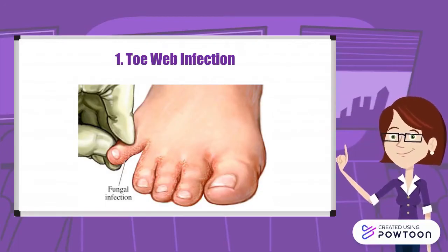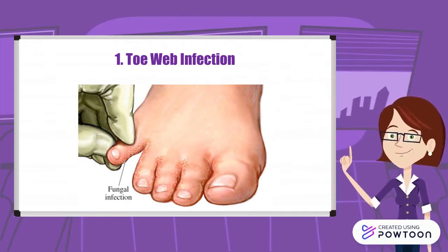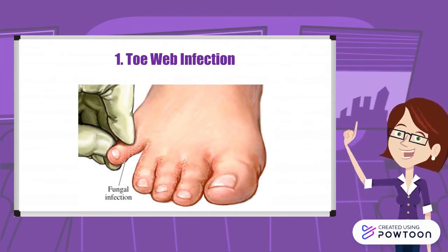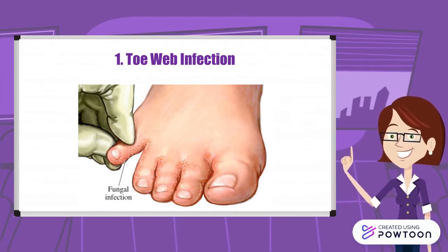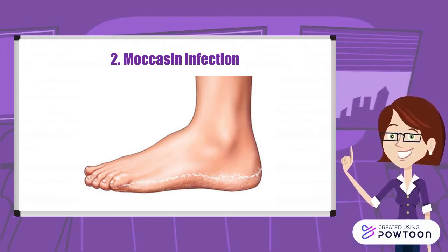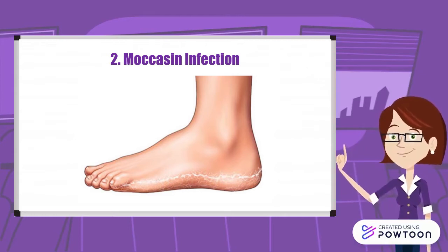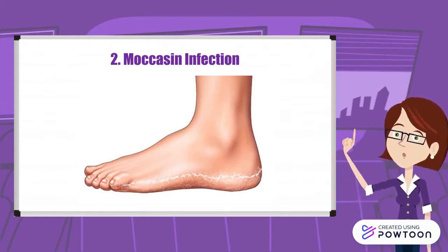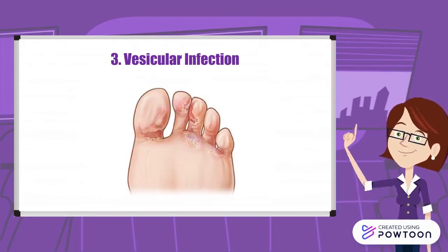The first one is toe web infection, also known as interdigital infection, which usually starts between the 4th and the 5th toes. Bacteria can infect the area of the toe web infection and make it worse. The second type of athlete's foot is moccasin infection. This is an infection of the sole of the foot. Rash may also develop along the sole up to the side of the foot. Foot with moccasin infection will appear dry with cracked and peeled skin.